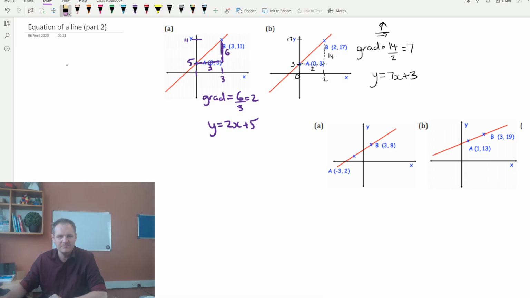So what I did here, let's just rub this bit out. I said, well, that's 0, 5, so that's at 5, and that's 3, 11, so it's at 11. So it's gone from 0 to 3, so that's why the dotted line goes along 3. And this has gone from 5 to 11, which is why the dotted line goes up 6. Which is why we've got 6 over 3 is 2x plus 5. And this one goes from 0 to 2, which is where the 2 comes from, and it goes up from 3 to 17, which is where the 14 comes from. So we've got 14 over 2, which is 7, which is where we got y equals 7x plus 3.